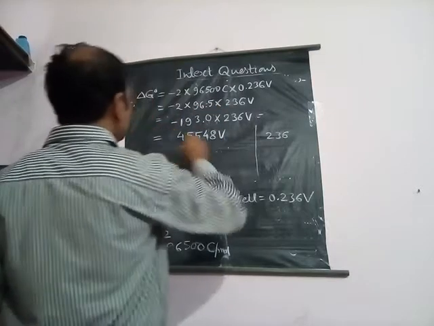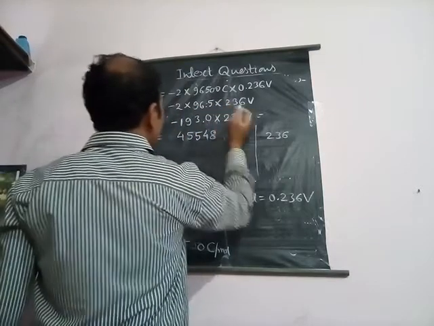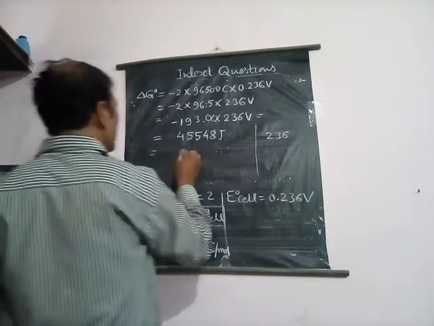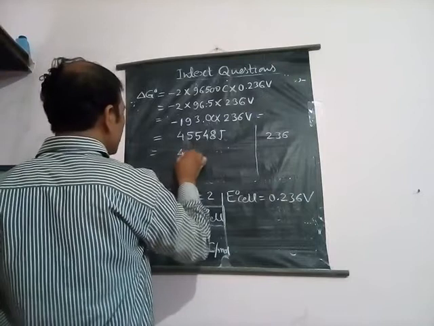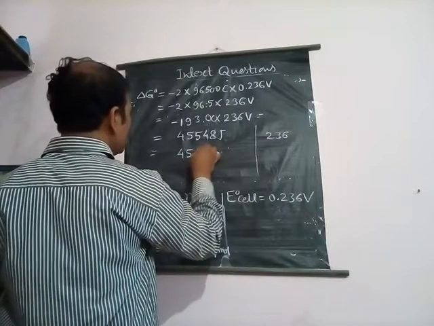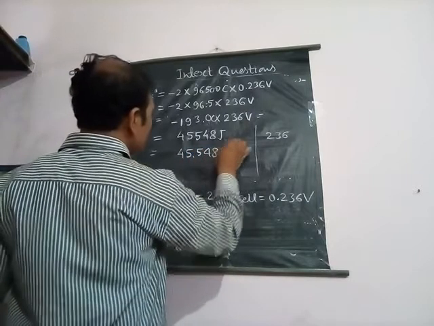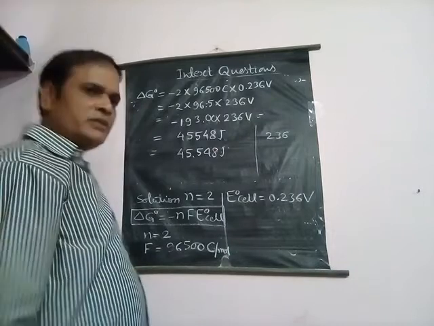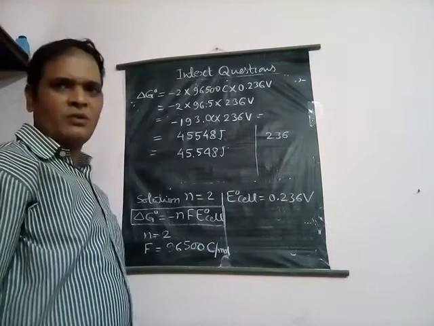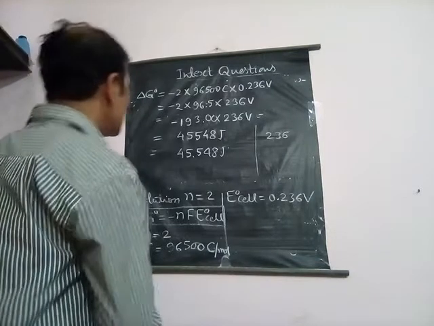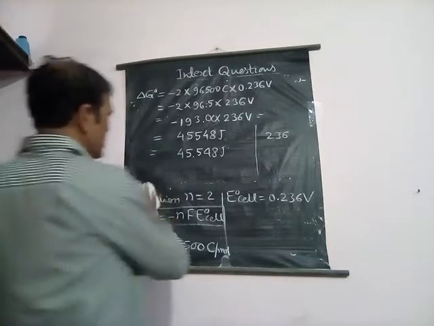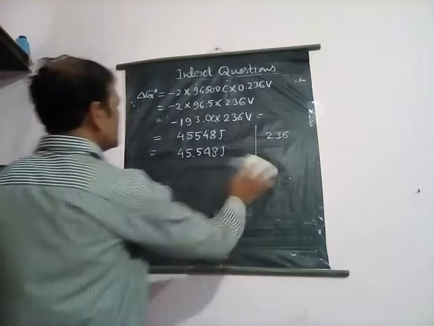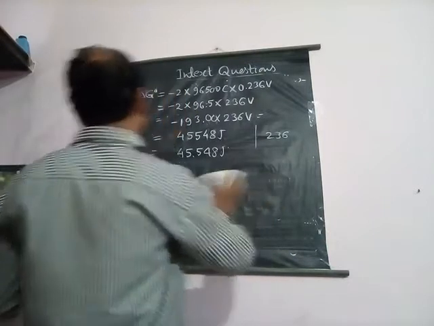Now this value comes in joule. If you change this joule into kilojoule, you will get 45.548 kilojoule. This will be the Gibbs energy change which takes place in this cell. Now we will calculate the other quantity which is asked here, known as the equilibrium constant.